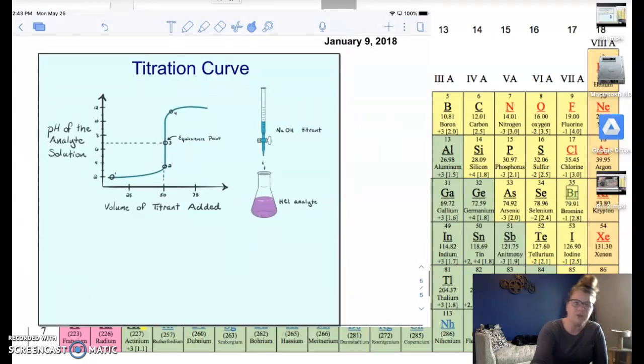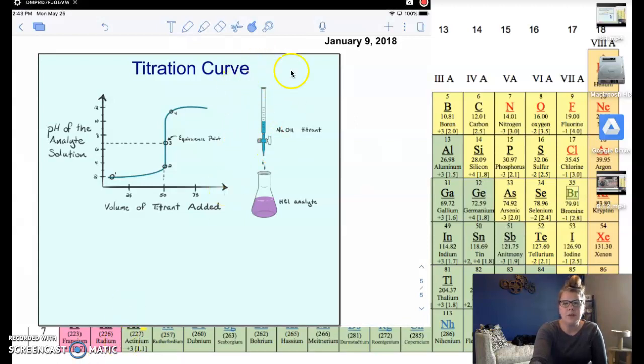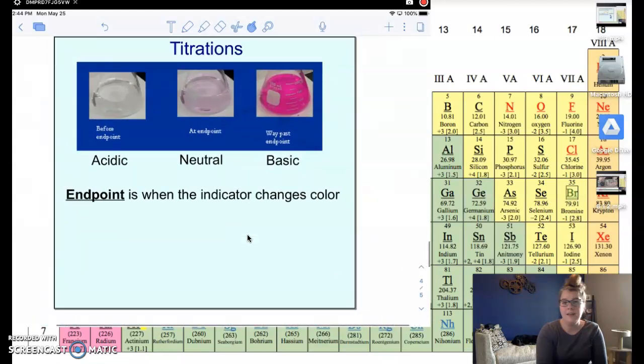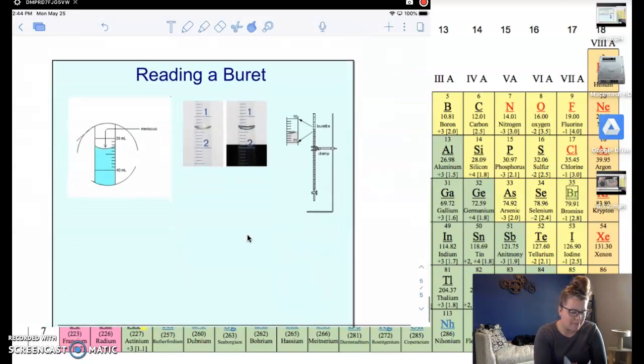So basically what you do is you have this thing called a burette, and it slowly adds your titrant into your analyte. So that's what you're adding into. And basically you keep slowly adding it until you get this color change that we're looking for. And then once you've got the color change, you know you've reached the equivalence point, and then you can do all of that math.